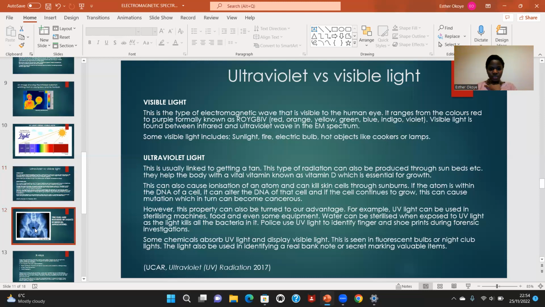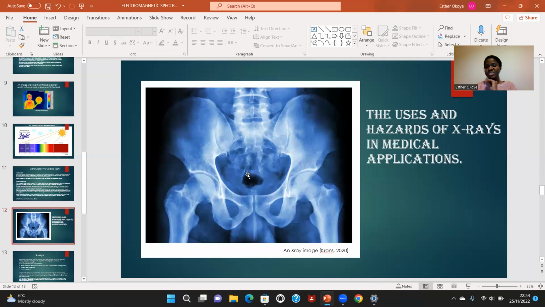So we're going to be quick. We have the uses and hazards of X-rays in medical application. We're going now into X-rays.